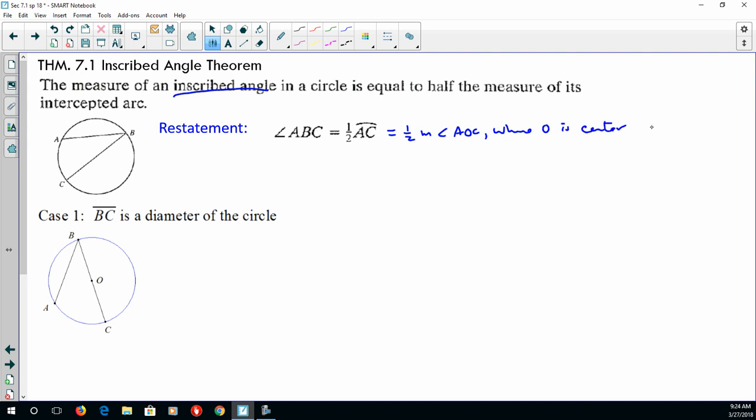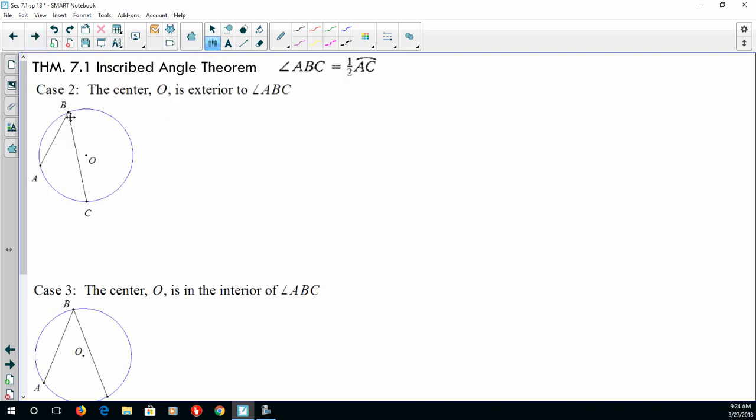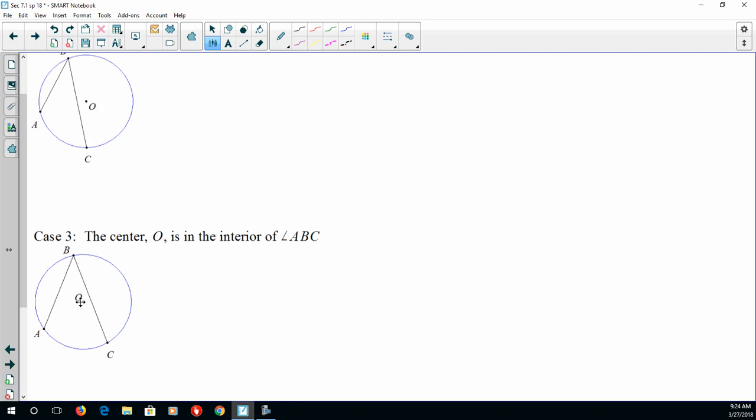Now this has three different cases, and I will prove all three of them. The book proves one of them and puts the other two in the exercises. The first case is that one side of the inscribed angle is a diameter, so one side passes through the center. That one's pretty easy. Another case is that the center of the circle is completely exterior to the angle. And the third case is that the center of the circle is interior to the angle. So let's work with case one here.